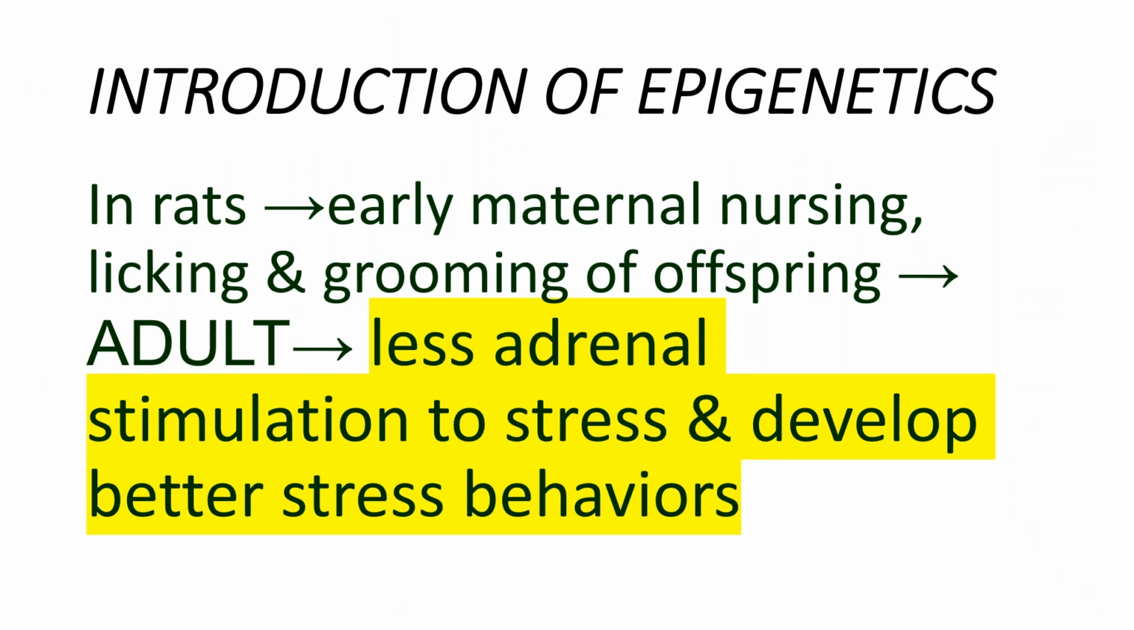They also found that in rats with early maternal nursing, licking and grooming of offspring, the adult rat has less adrenal stimulation to stress and develops better stress behaviors than those with the same genes who were deprived of this care. So this proves again that epigenetic changes are transmitted to generations.